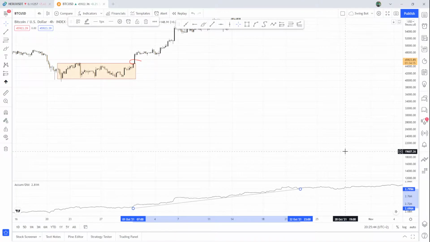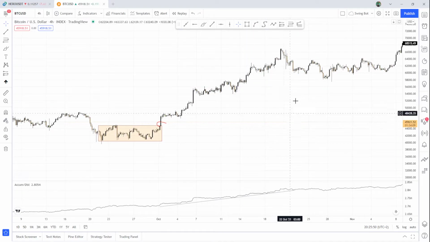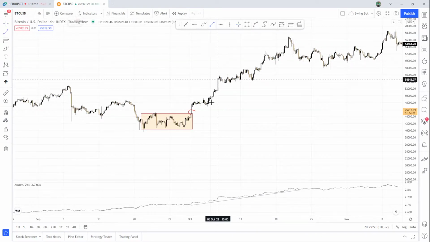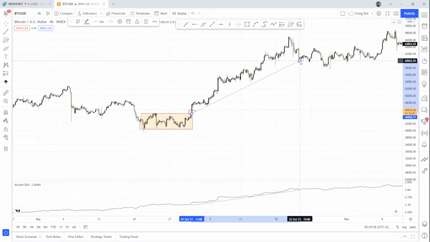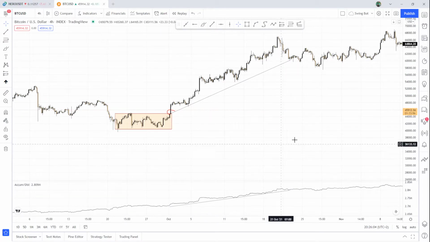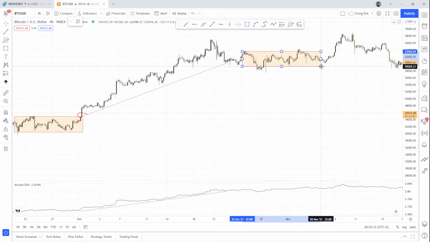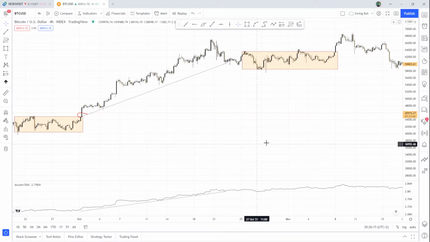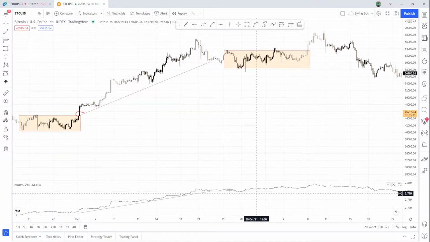As we see here, it mostly goes sideways. So let's look at the chart. We started from here and we ended up here. Okay, so it's the same distance. So actually here it goes sideways, you see. Here we have another accumulation zone, and if you look at these indicators, it mostly goes sideways.